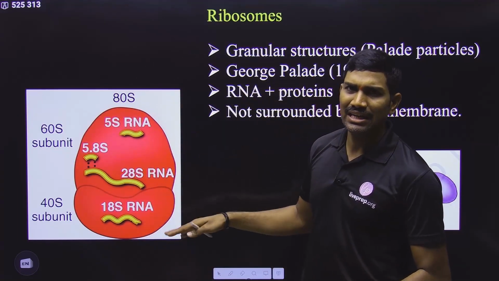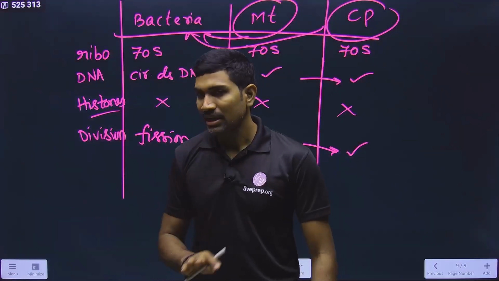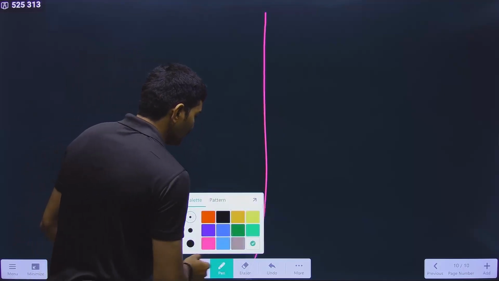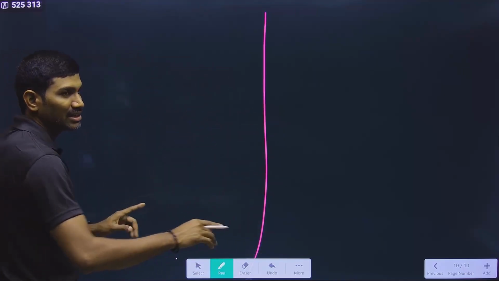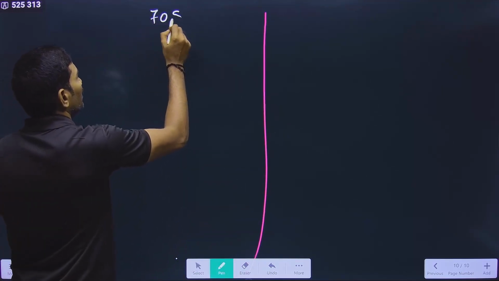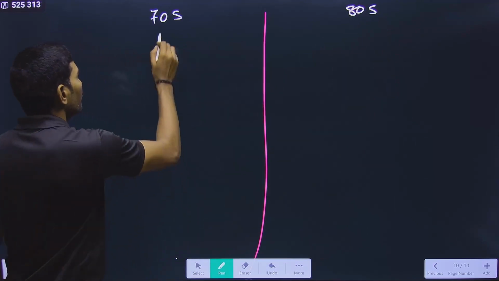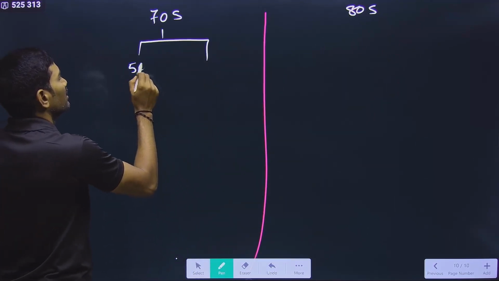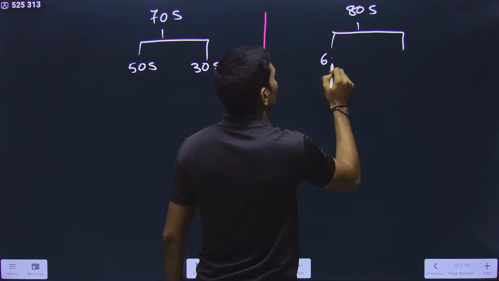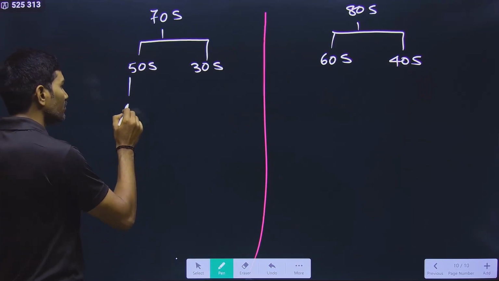Whether it is 70S or 80S, it has two subunits. There is one important piece of information that I will link up with molecular basis of inheritance. Please remember all this. Whatever I am writing here, though not mentioned in the cell chapter, it is important for examination. For the 70S ribosome, what is the larger subunit? 50S is larger and the smaller is 30S. But for 80S, 60S is larger and the 40S subunit is smaller. Up to this it is nice.